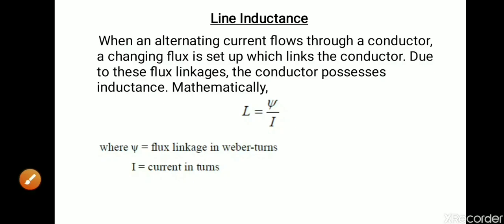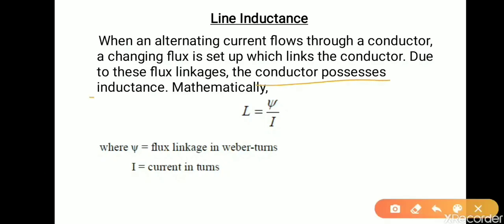In this lecture, we are going to discuss a very important parameter of the transmission line, that is line inductance. When an alternating current flows through a conductor, a changing flux is set up which links the conductor. Due to this flux linkage, the conductor possesses inductance. So mathematically, inductance L is equal to ξ by I, where ξ is the flux linkage and I is the current.